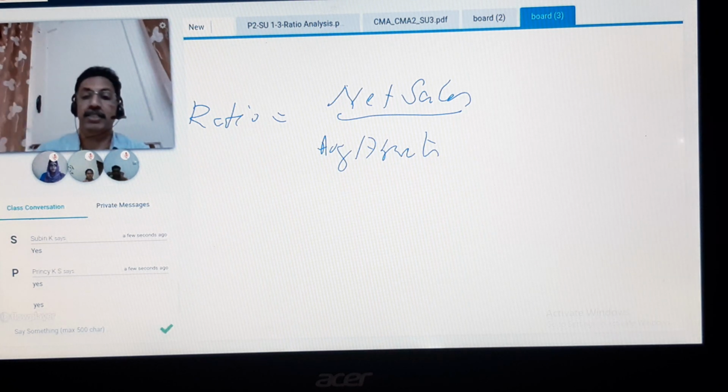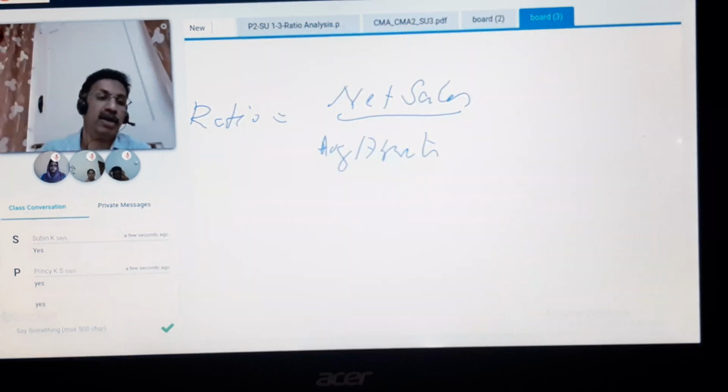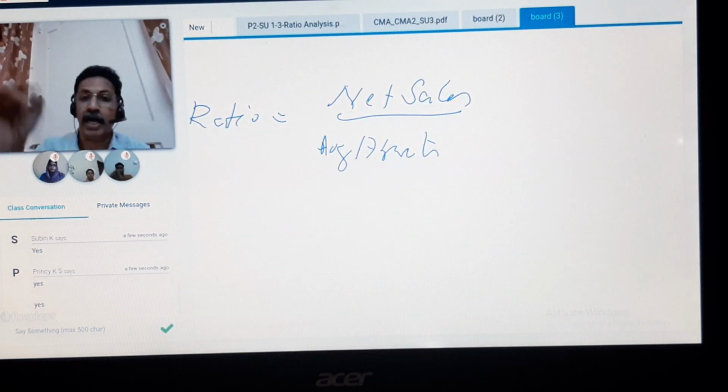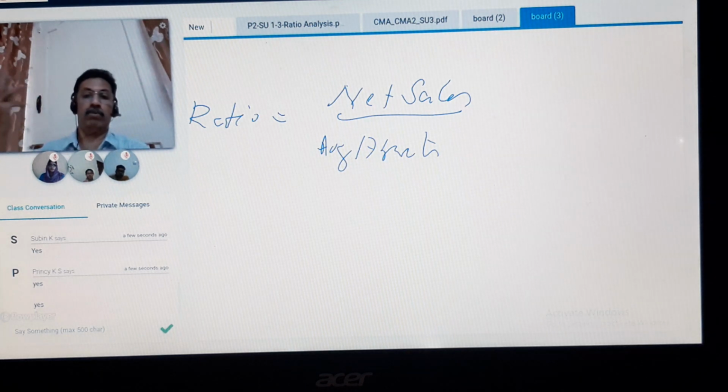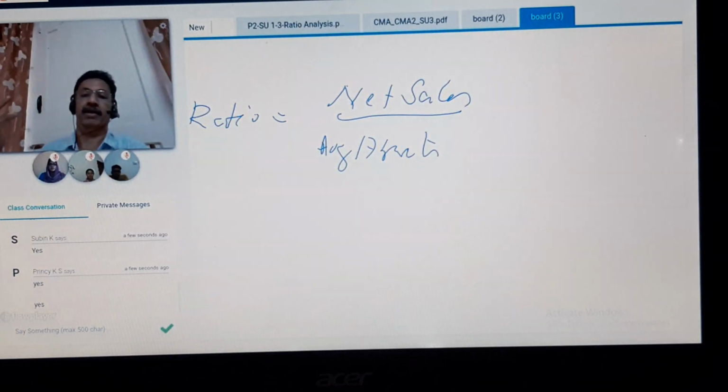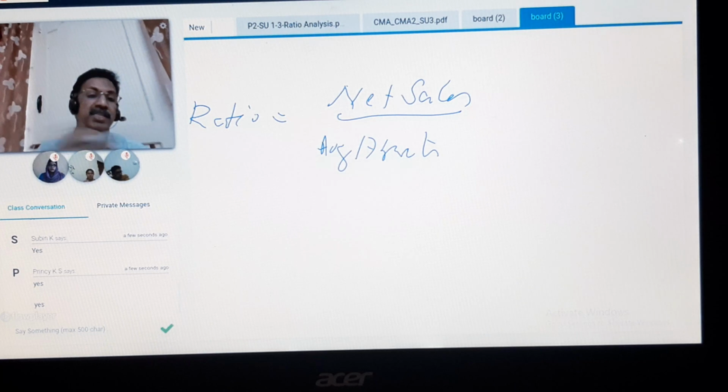So the higher this is, for a given level of investment, for $1 of investment, how much sales are you having? That is what you are trying to see. The higher it is, the more aggressive you are, the more productive you are, the more efficient you are. So it's an efficiency ratio, right?